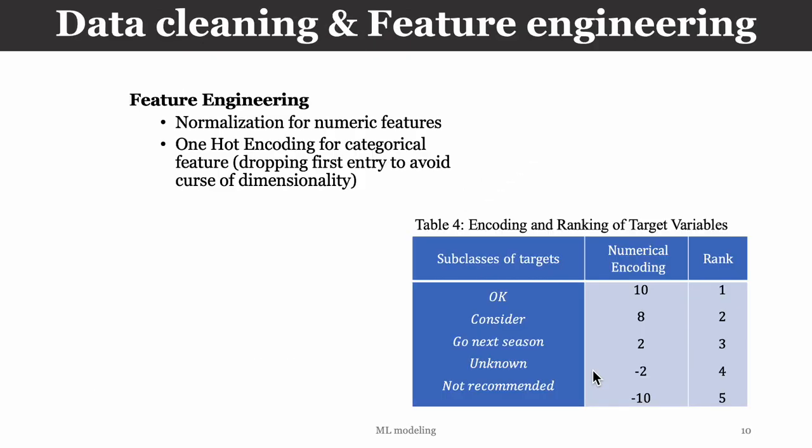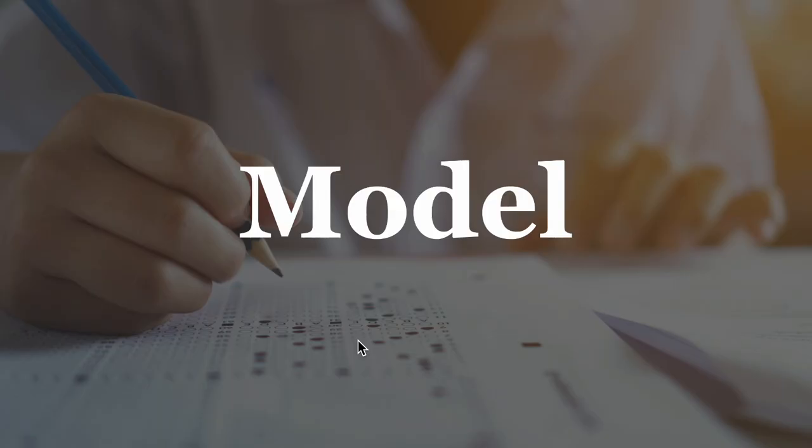Now, before moving to modeling, appropriate feature engineering is conducted on the dataset, such as normalizing the numeric features, encoding categorical variables, stuff like that. Let's move into modeling.